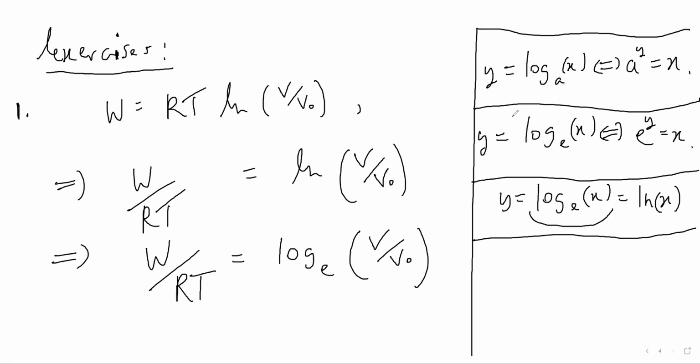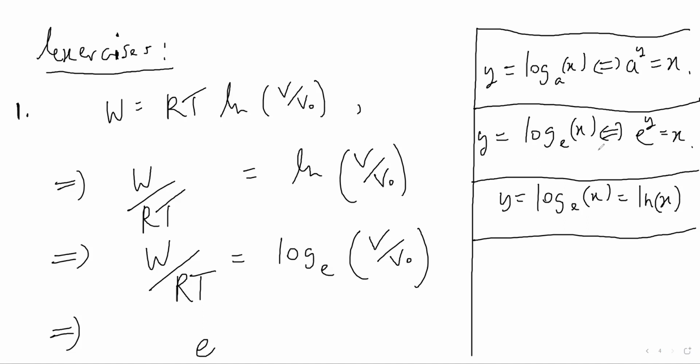So now that we wrote it in this form, we can now go ahead and say this implies the following. Using this definition here, what we have so far is W over RT is equal to log_e of V over V0. That implies, by this definition, that e to the power of, in this definition, we have y is equal to log_e of x implies that e to the y is equal to x.